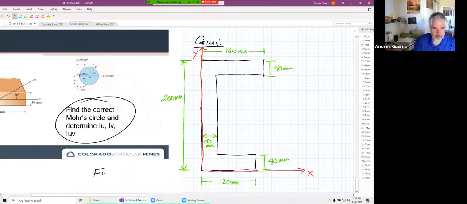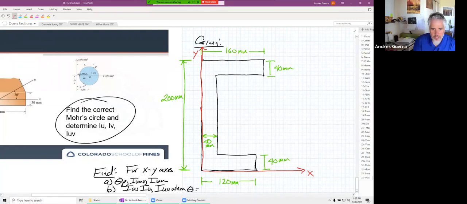They are asking us to find for this problem, can I write it over here to the left just so I have more room later? So for the X, Y axes that are given, for part A, they want us to find theta P, I max, and I min. And then for part B, they want us to find Iu, Iv, and Iuv when theta is equal to 30 degrees going counterclockwise.